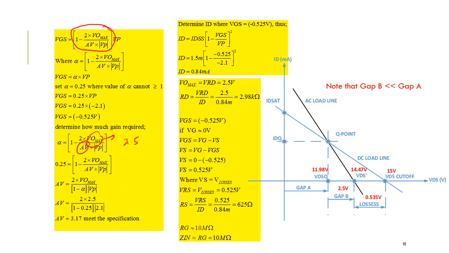So we set around 10 megaohm, which represents our Zin. Okay, so this is the AC and also the DC load line. So we set our voltage 15 VCC, and we have the V loss at the source. Then we subtract 15 minus 0.535, and we get the VDS here. Then we subtract the maximum output swing, which we set to 2.5 volt. Then we get the VDSQ here around 11.98, or near to the 12 volt.